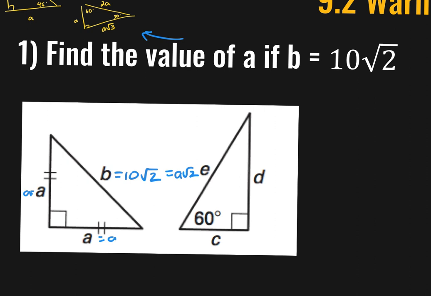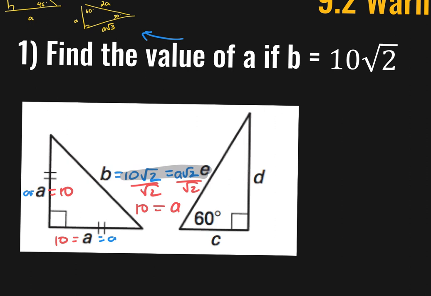So if 10 root 2 equals A root 2, then I would just divide both sides by root 2, and I get A as 10, which means both sides would be 10.